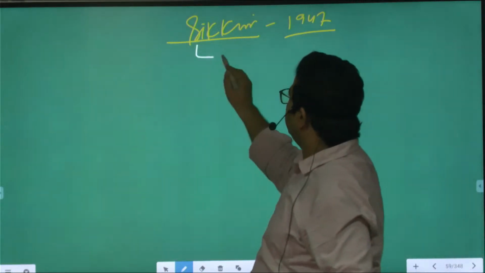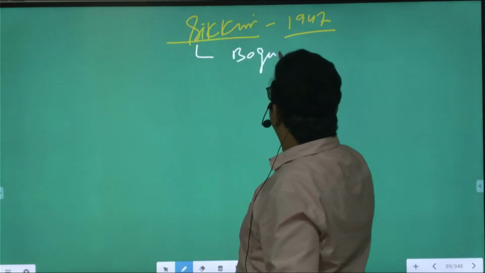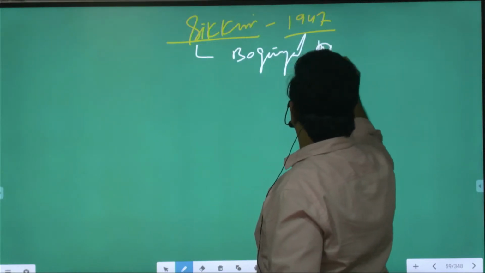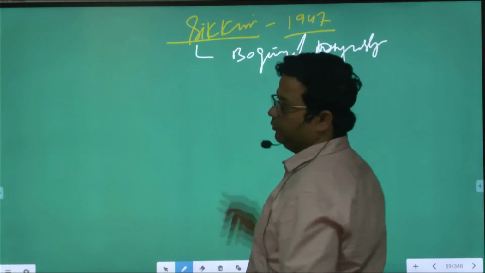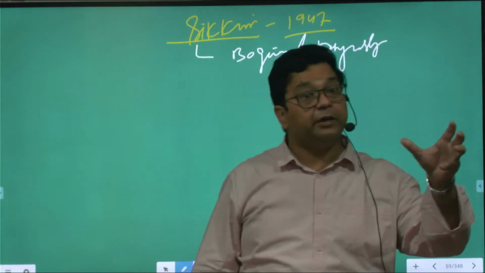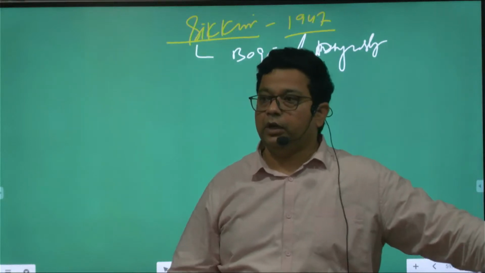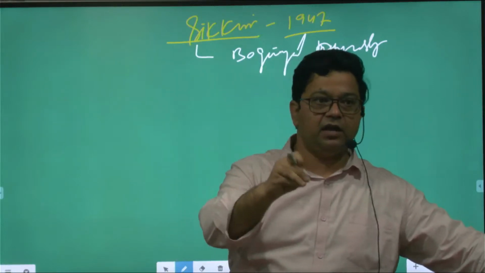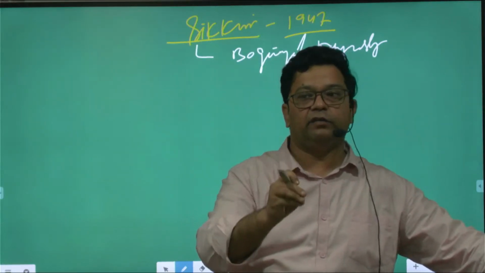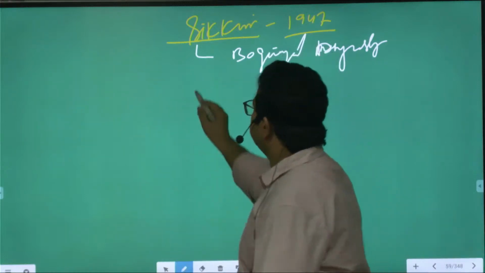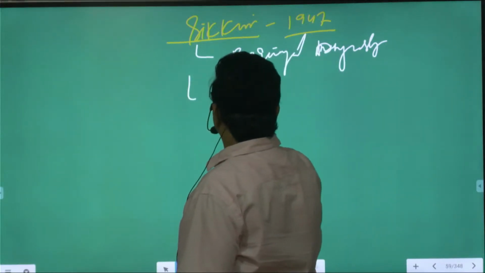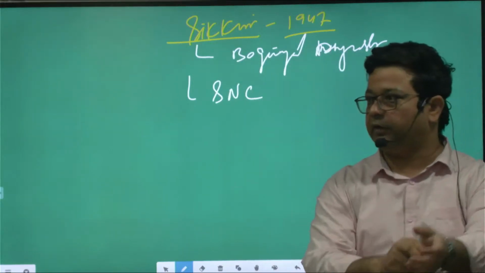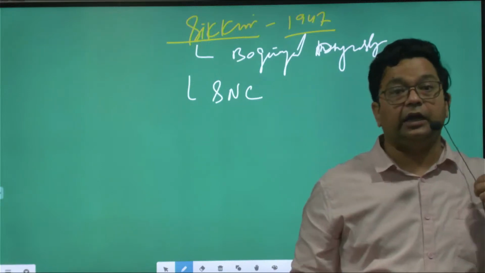One, the king from the Bogyal dynasty, and the people of Sikkim. People of Sikkim fully participated in the Indian freedom struggle, and on the line of the Indian National Congress, they established a Sikkim National Congress. So they have been participants of the Indian National Congress. They have participated in the Indian National Freedom Movement.